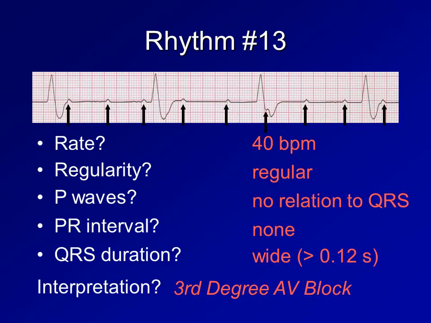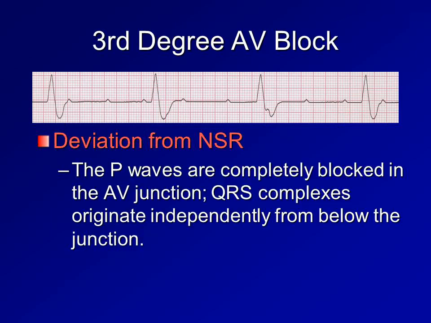Rhythm number 13: rate 40 bpm, regularity regular, P waves with no relation to QRS, PR interval none, QRS duration wide, greater than 0.12 s. Interpretation: third degree AV block. Deviation from NSR: the P waves are completely blocked in the AV junction. QRS complexes originate independently from below the junction.